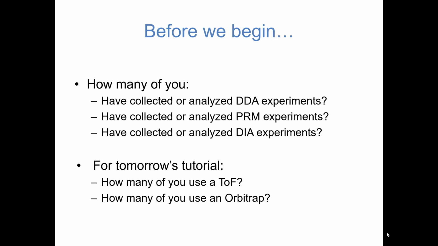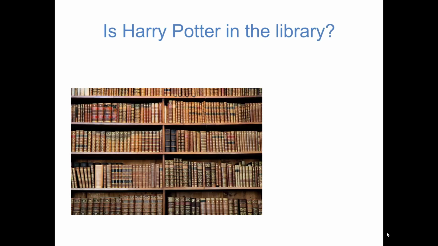So for tomorrow's tutorial, we're actually going to do a walkthrough in Skyline with a TOF data set and an Orbitrap data set. This will be the first time I've done it live, so we'll see what happens. But there are a couple options. So I'm curious, how many of you use TOFs and how many of you use QTOFs? And QE style instruments or Fusion style instruments? Okay, so it's a nice mix. Okay, cool. So let's get started.